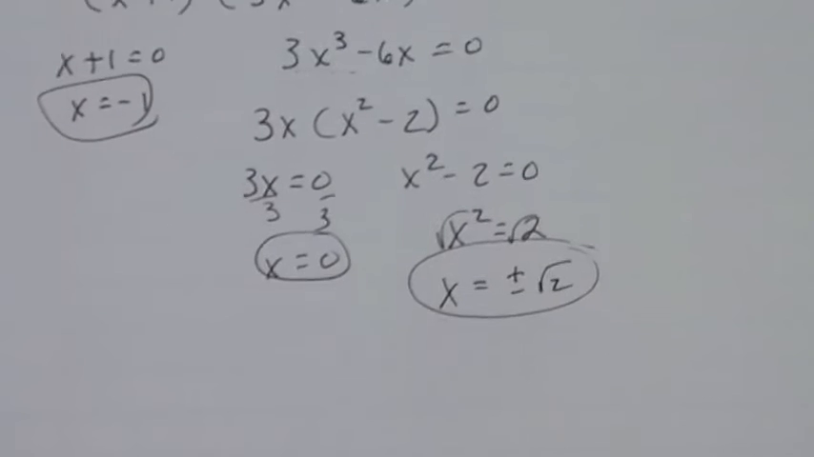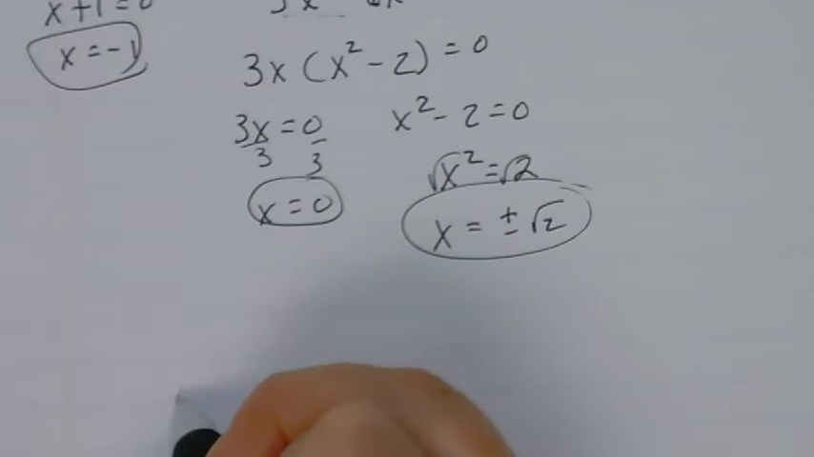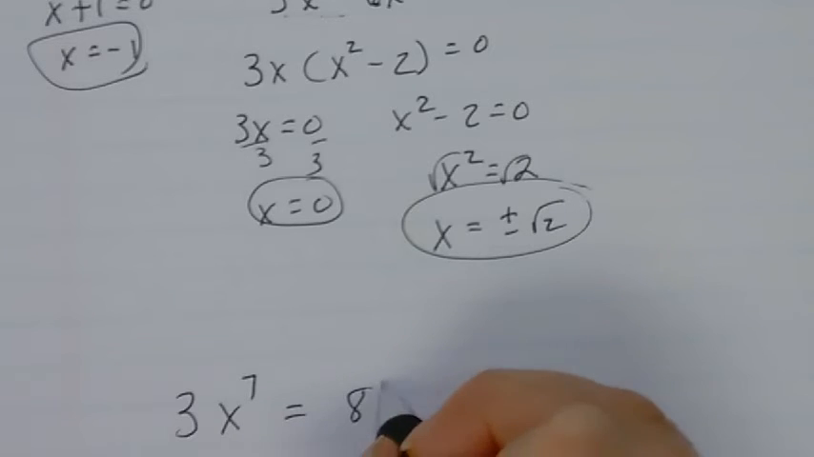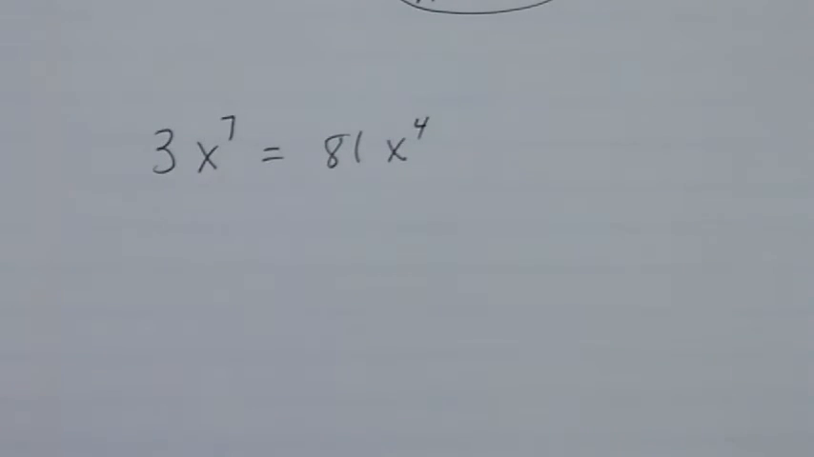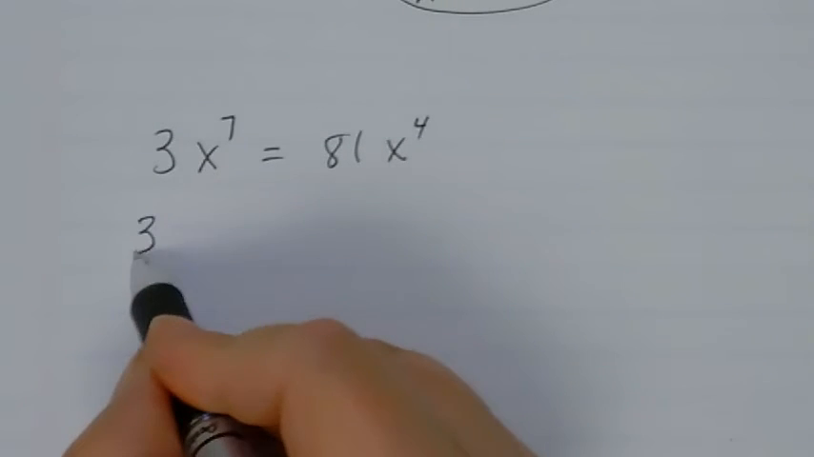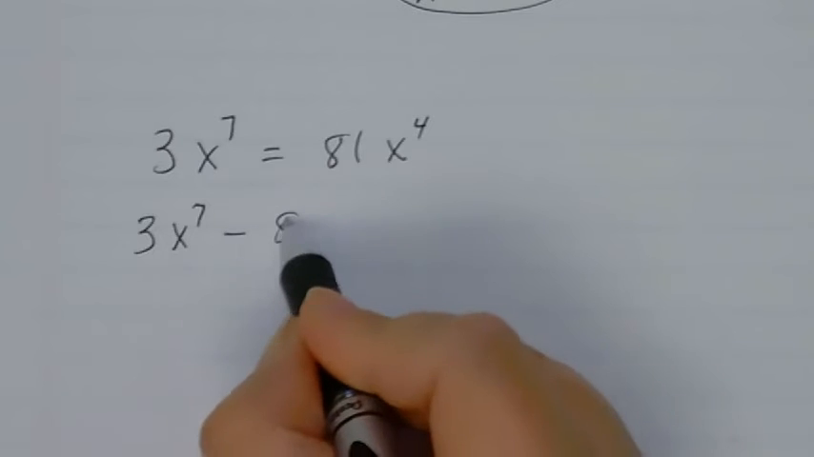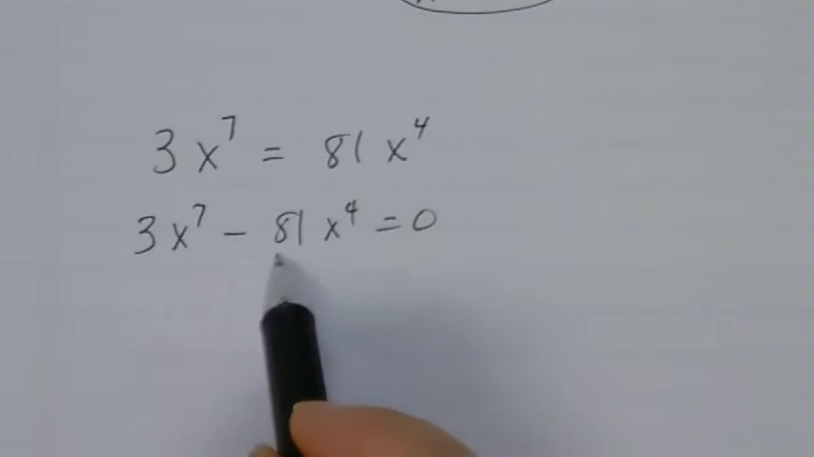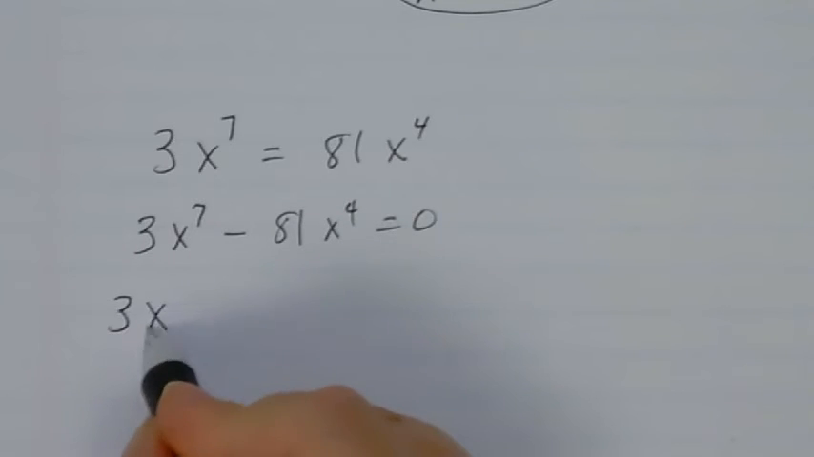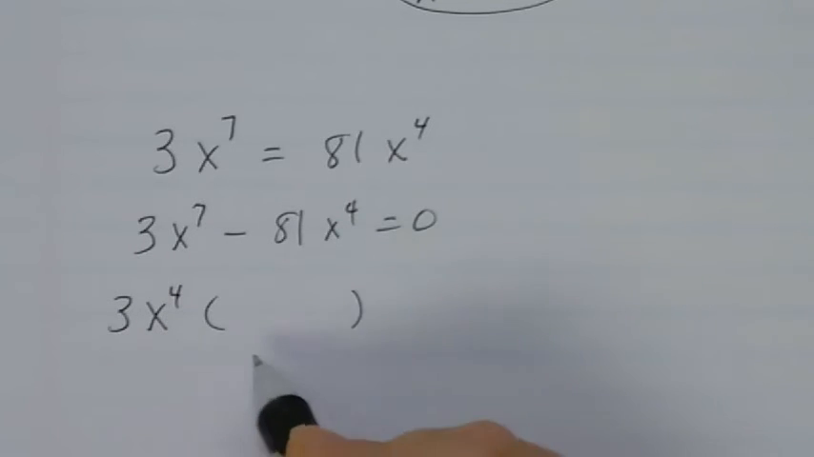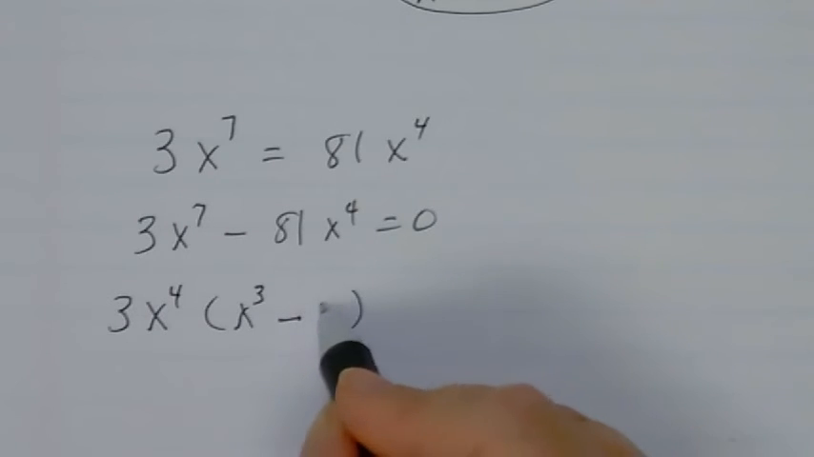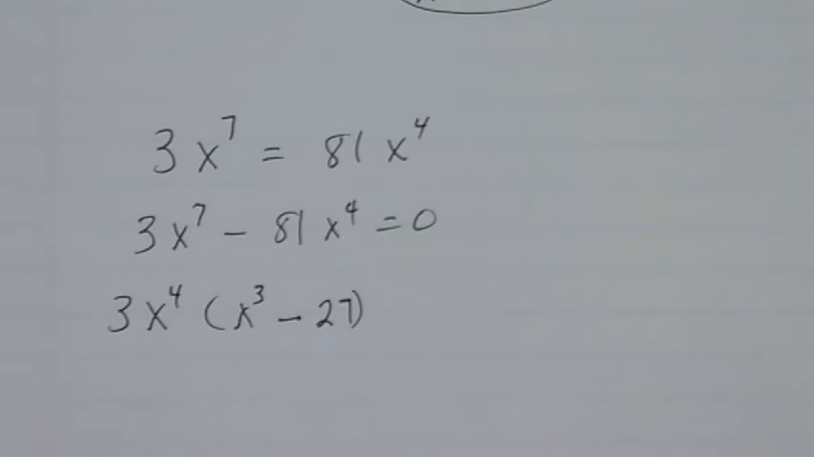Let's do one more example. And I know these are getting tough. 3x to the 7th equals 81x to the 4th. All right. In order to solve this, I need to put everything on one side and factor. So what do these have in common? A 3 and an x to the 4th. So what's left is x cubed minus 27.